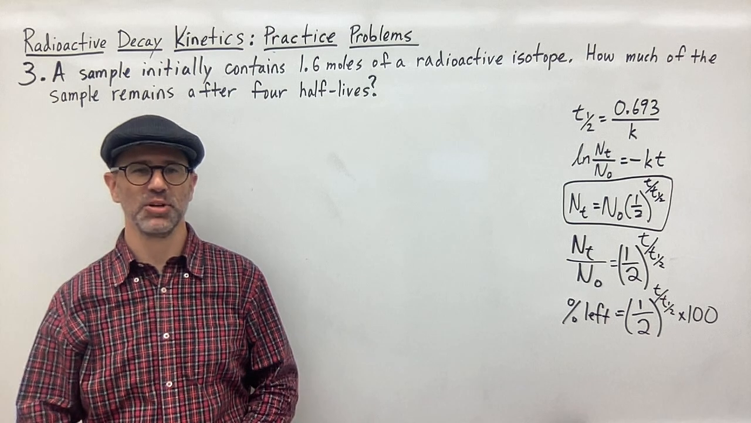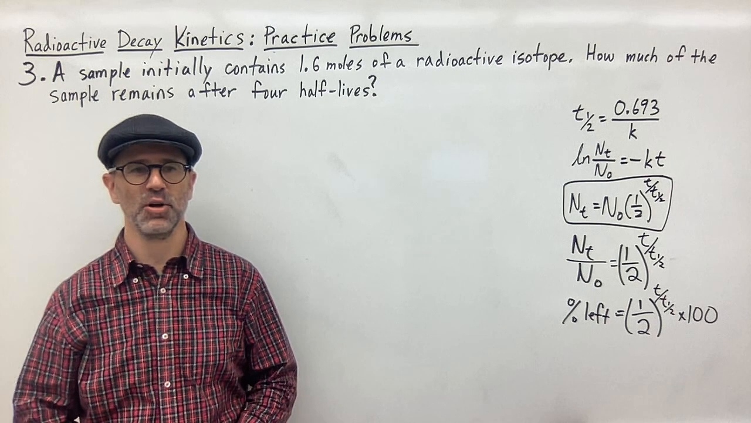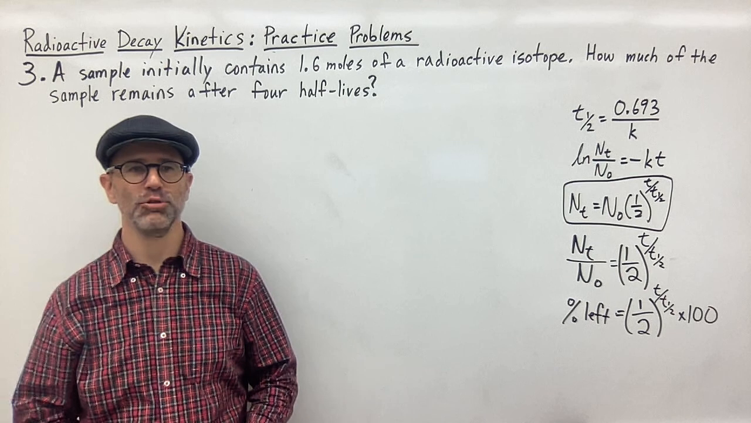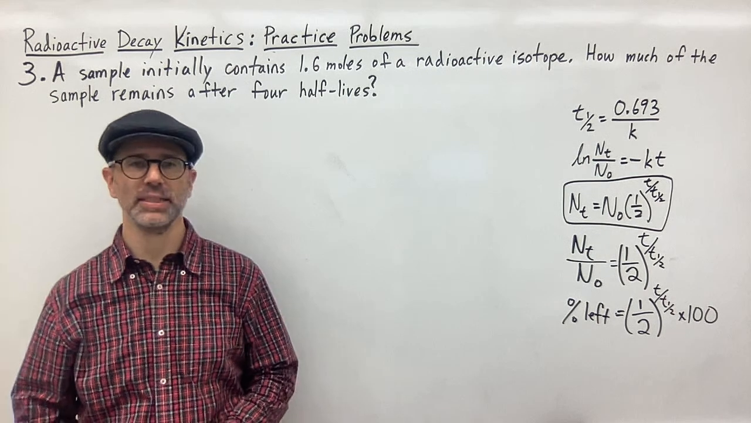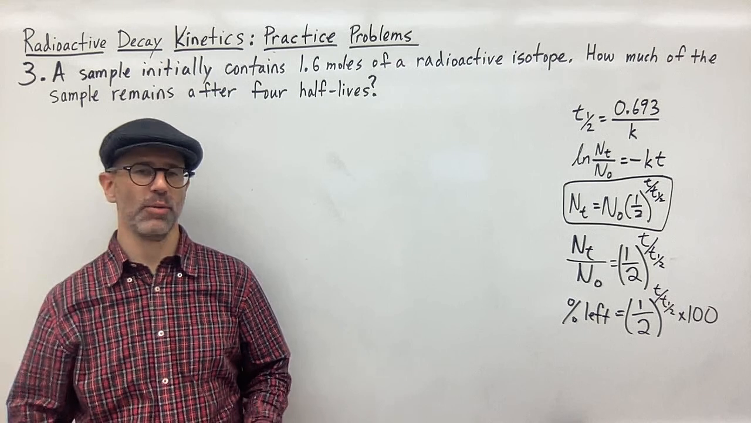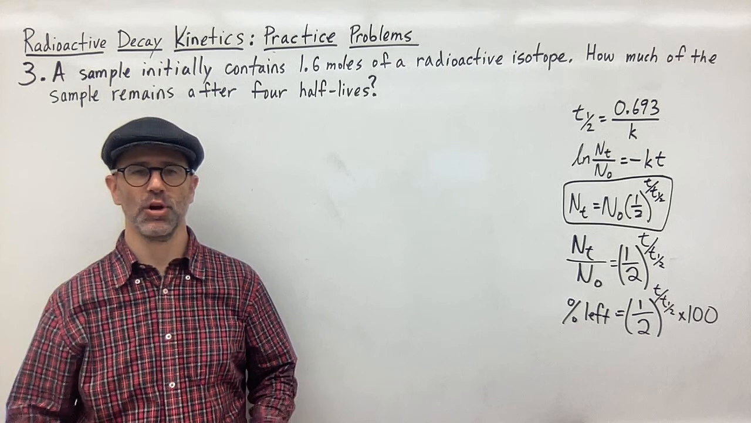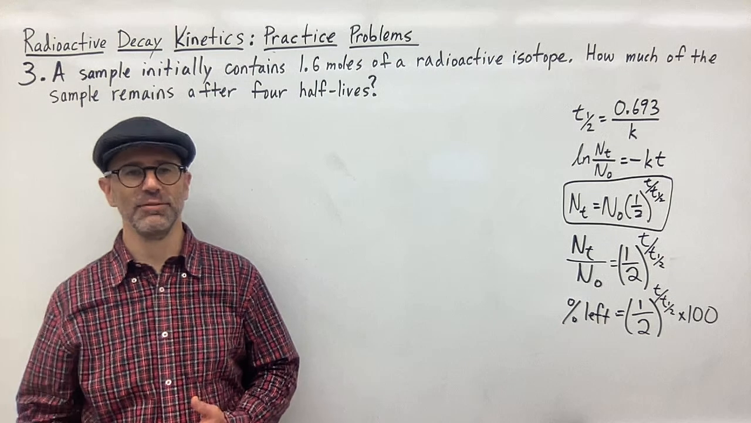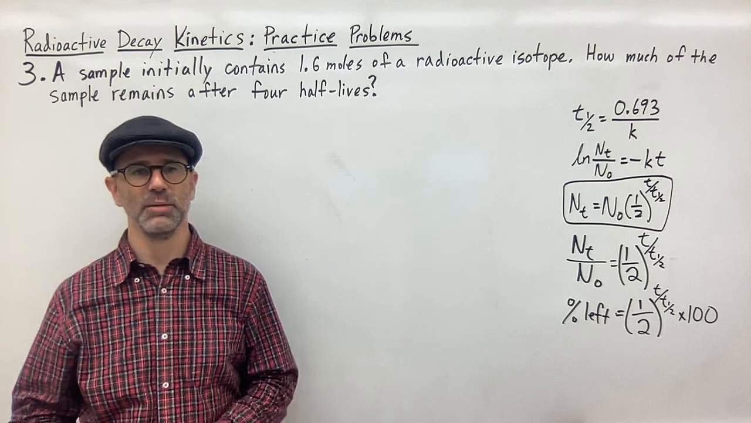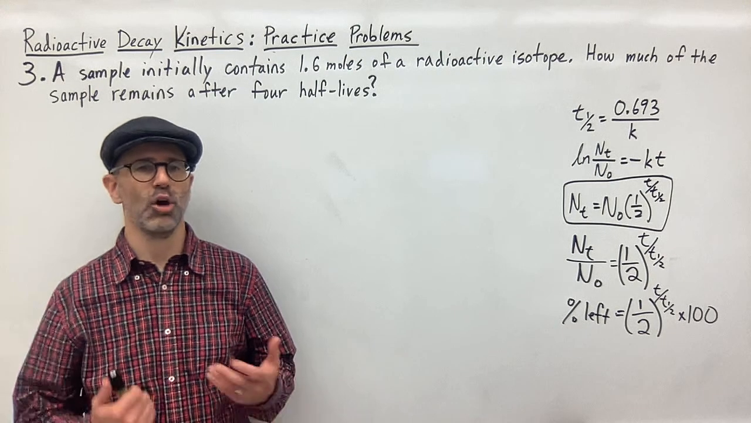My name is Mr. Cobalt, and in this video I'm going to be going over how to solve a radioactive decay kinetics problem. Basically, if you're given a radiometric sample that decays over time, how much is left, or how long does it take to get a certain amount, and things like that. So let's get into this.